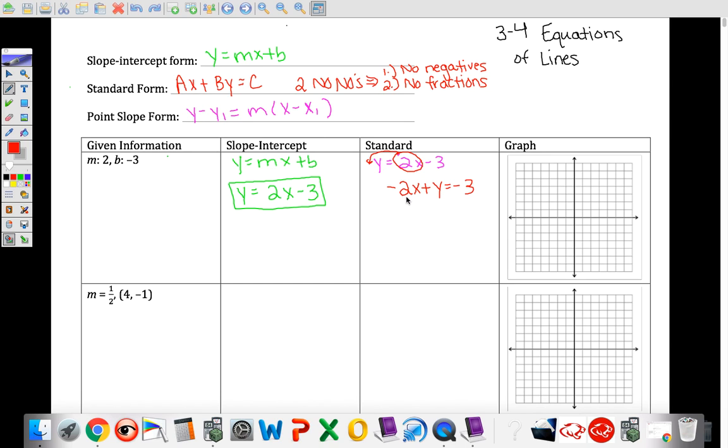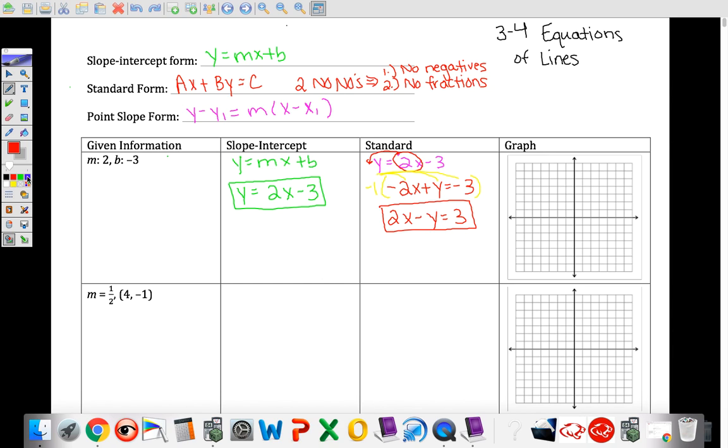Here, if you notice, your coefficient in front of x is a negative. So to get rid of the negative, we multiply everything here by -1. Everything gets multiplied by -1. And what we end up with is 2x minus y is equal to 3. And there's your standard form.